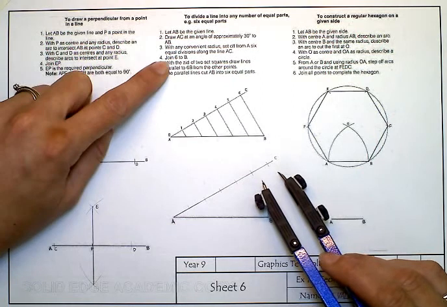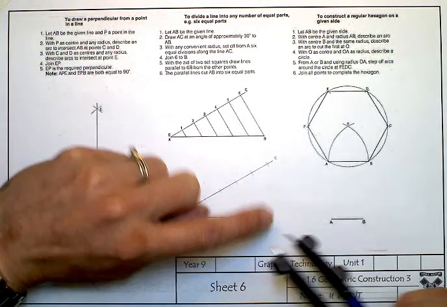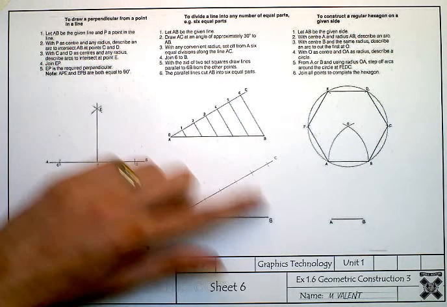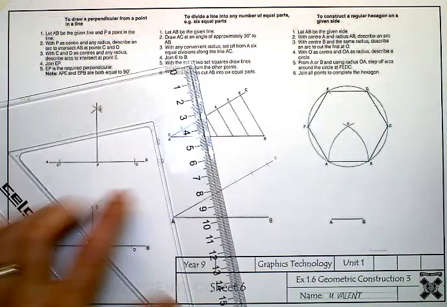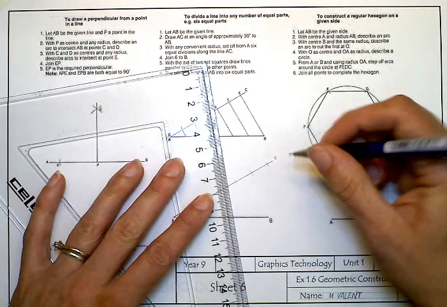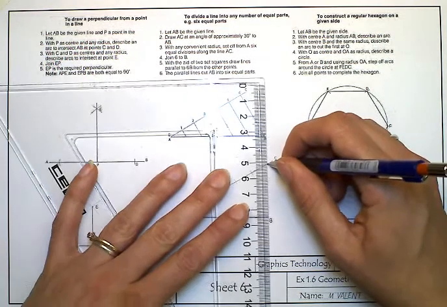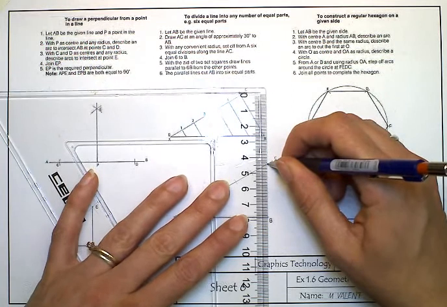Join point 6 to B. This angle is going to be a bit different to the example above. So we'll just join this point to B. Mine happens to be fairly vertical.